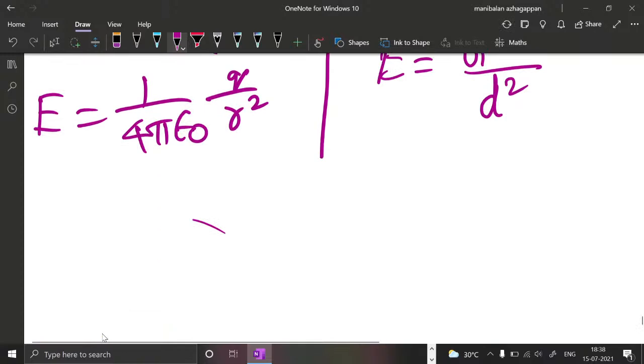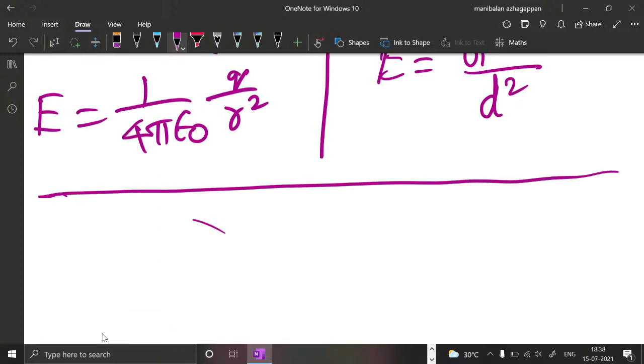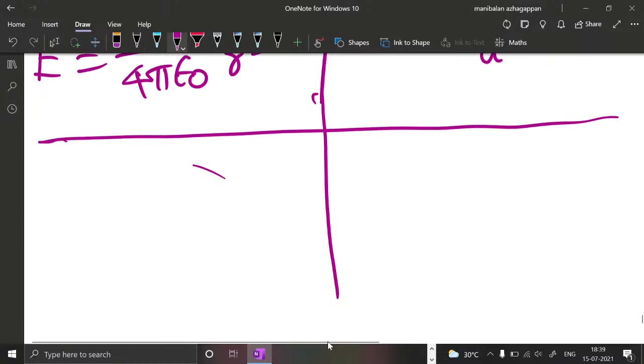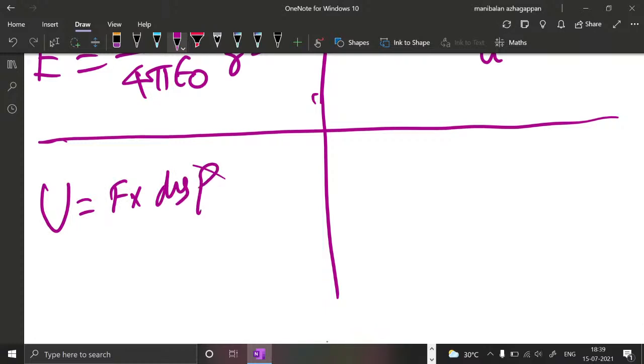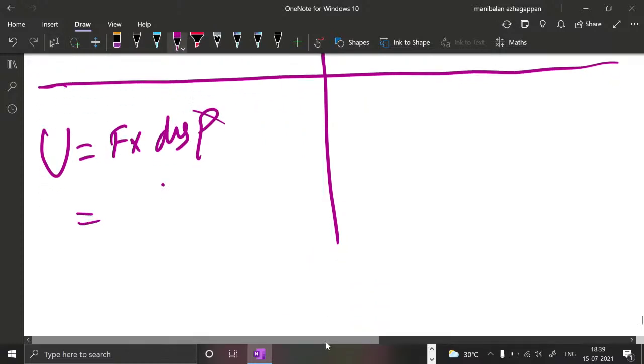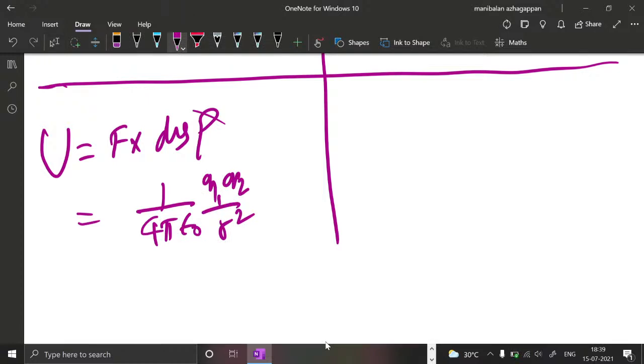The next one, electrostatic potential energy. One side is electrostatic potential energy, another side gravitational potential energy. Potential energy is equal to force into displacement. We can take it simply, energy is force into displacement. Force, we are going to take as 1 divided by 4 pi epsilon naught, q1 q2 divided by r square. This is for the electrostatic.